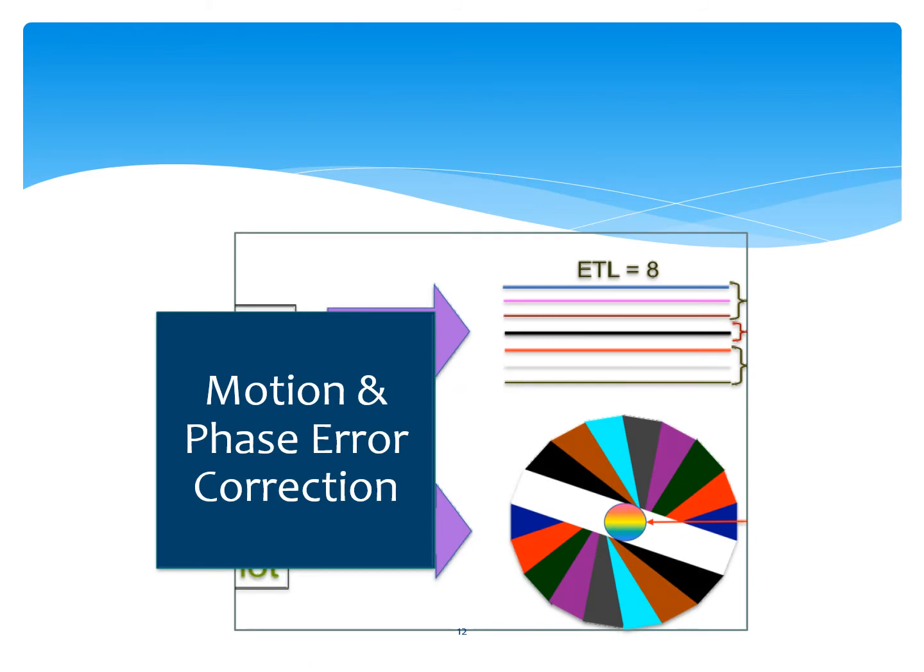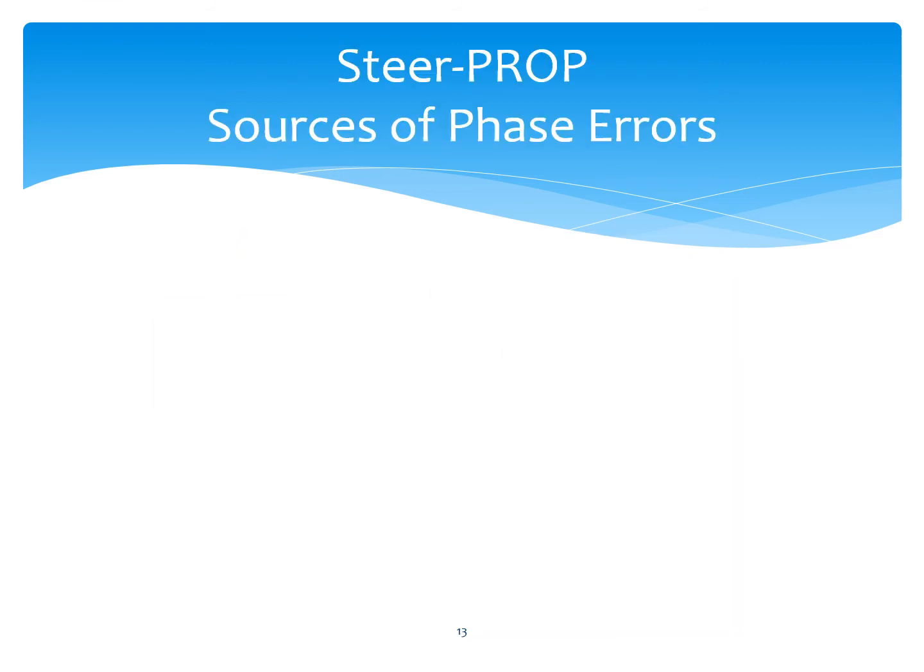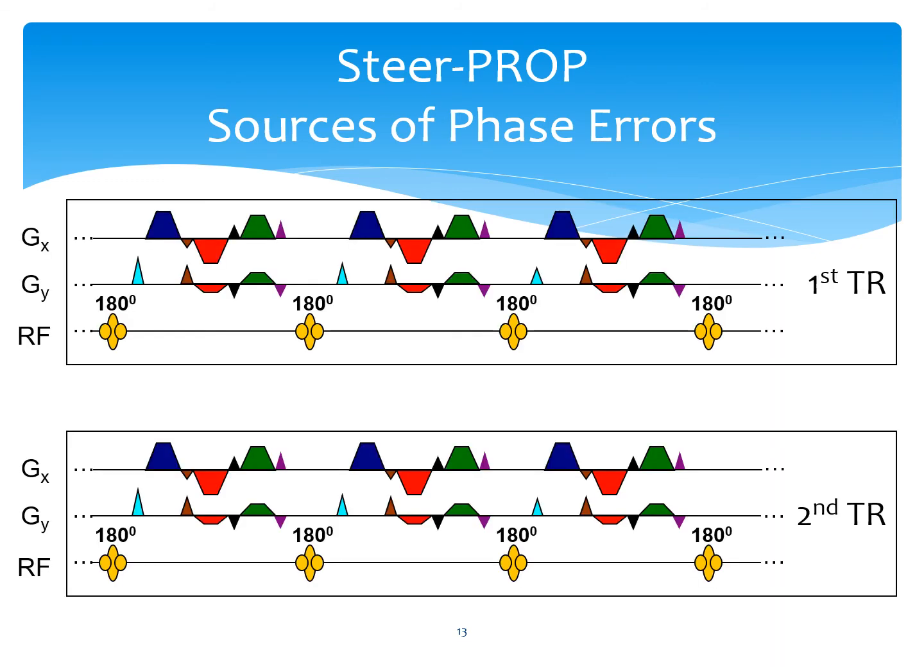Let's now move from the pulse sequence design to the motion correction and phase error correction mechanisms. The Steer-Prop sequence is primarily subjected to three different kinds of phase errors, and they must be accounted for and corrected in order to obtain high-resolution artifact-free images. The figure here shows a segment of the Steer-Prop sequence with two subsequent TRs or shots. Any phase errors that are introduced between the two TRs, primarily arising due to motion, are termed the intershot phase error.